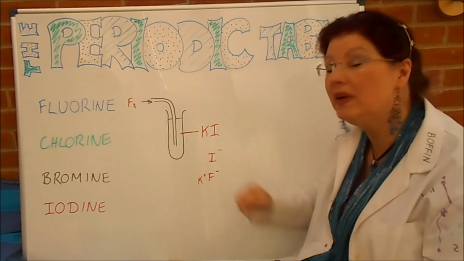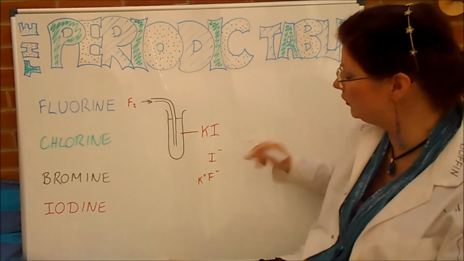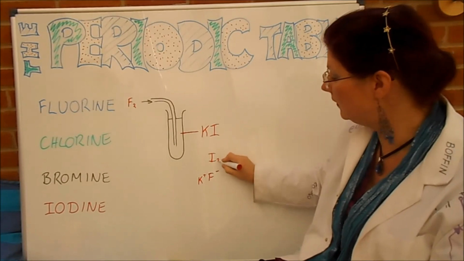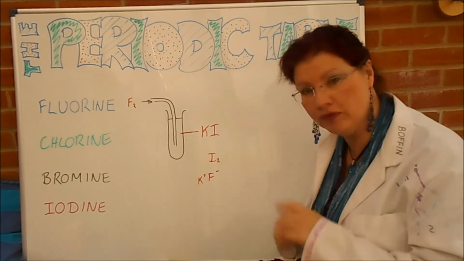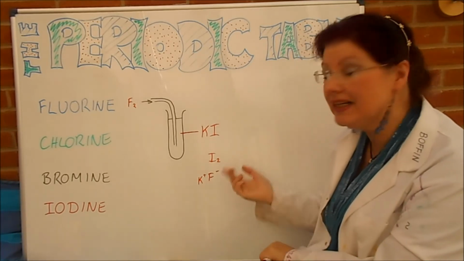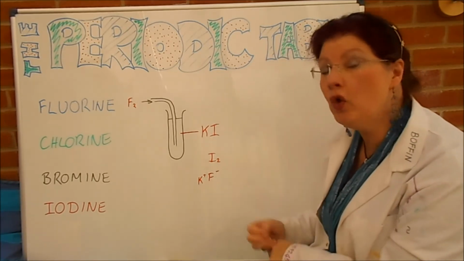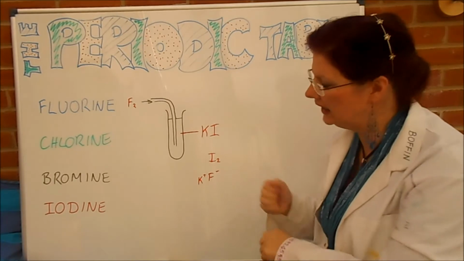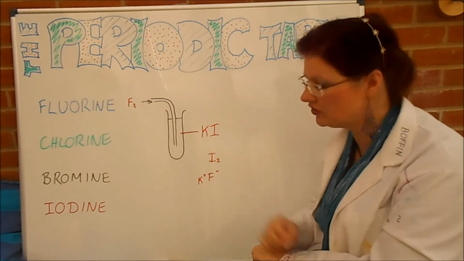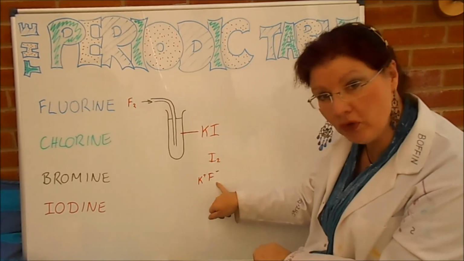So what does the iodine do? Well, it has to form some little covalent bonds with another bit of iodine and form iodine itself, the actual diatomic molecule. So basically what's happening here is that the fluorine is kicking out the iodine. It's nabbing those positive ions for itself and forming potassium fluoride.